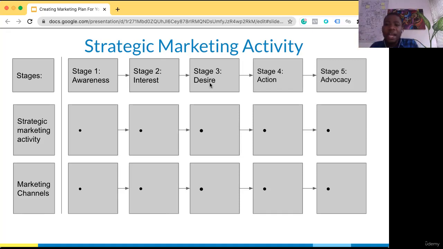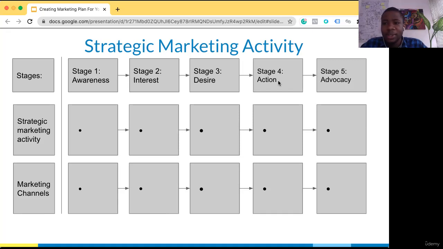Stage 5 is advocacy, where they come back to buy another product from you, or where they bring someone else to come buy a product. So I put that physical example so you understand how this journey matters. What I explained about someone just jumping into action is this stage 4. You just boom.